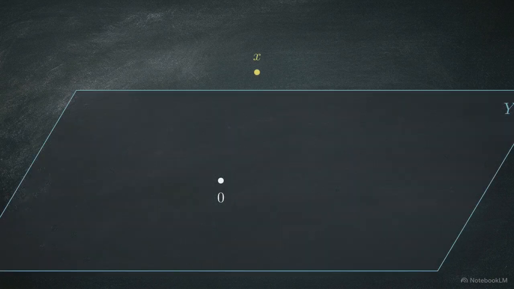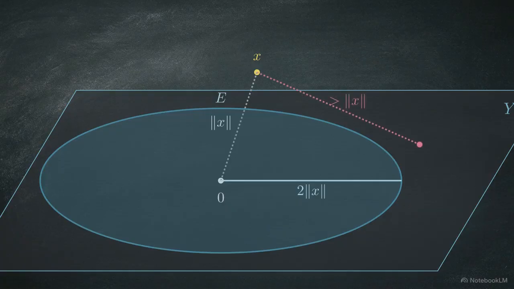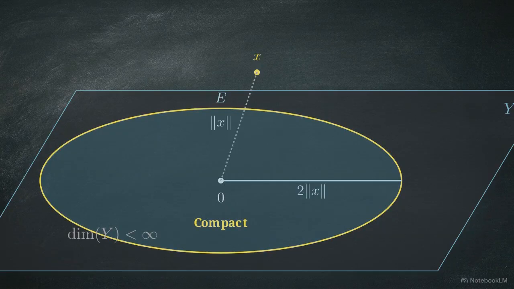Since the origin is in our subspace, the best distance delta cannot exceed the distance from x to the origin, the norm of x. We restrict our search to a closed ball E with twice this radius. Any point outside E is farther and useless. Because our subspace has finite dimensions, this closed area E is compact. The distance function, the norm, is continuous.